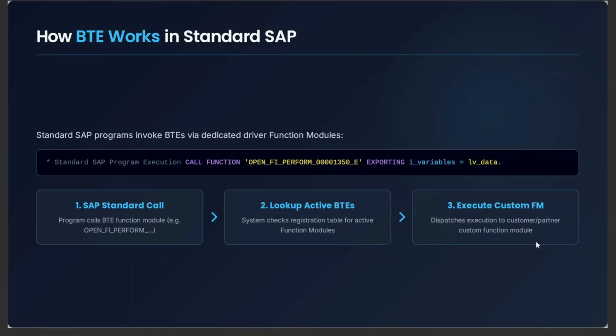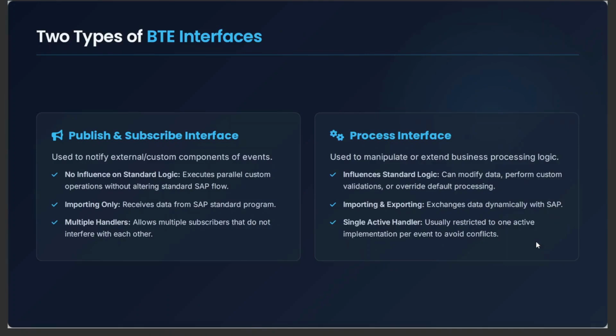The very important thing is the types of BTE interface. In this part, we will explain the two distinct categories of BTE interfaces: publish and subscribe versus process interface. BTEs come in two distinct interface types depending on the technique's objectives. First is basically the publish and subscribe. This is an informational event-driven model.